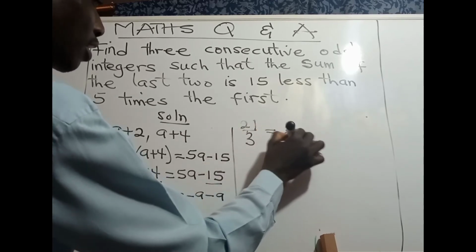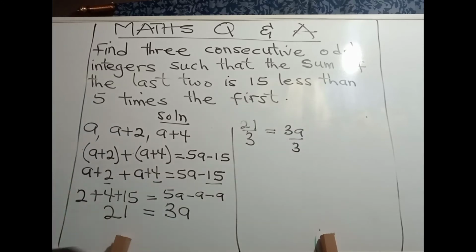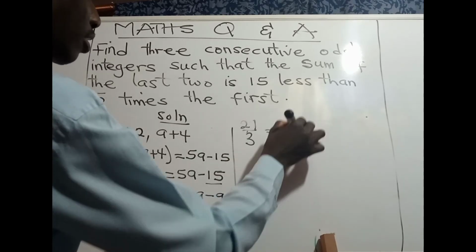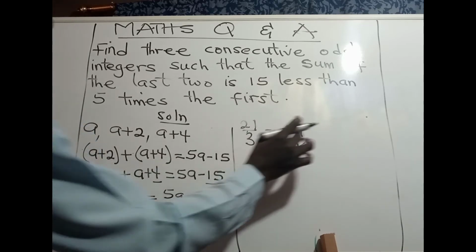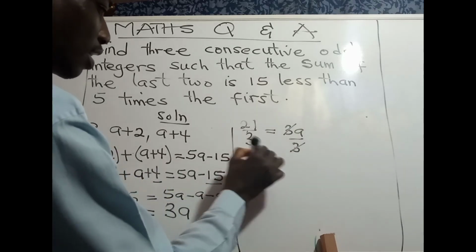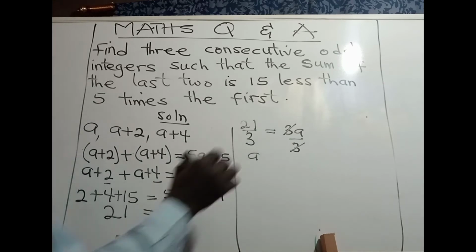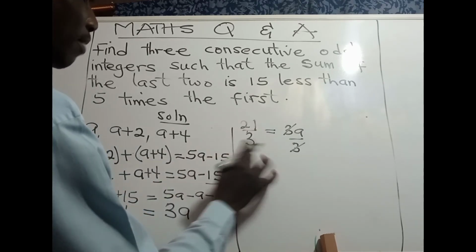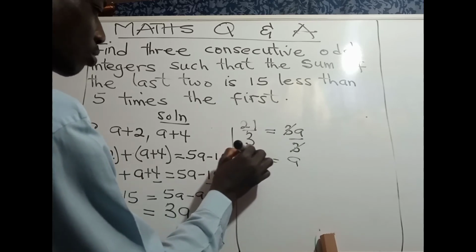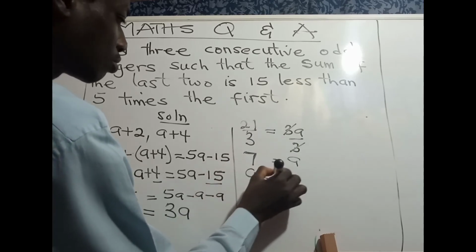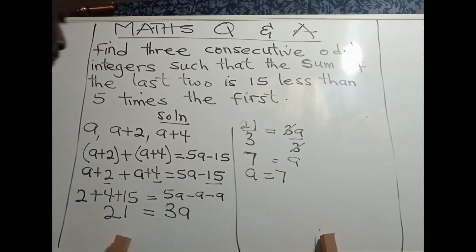We have 3a divided by 3, right? Now we can get rid of this, because 3 divided by 3 gives 1, and 1 multiply a gives us what? A, right? Good. And then 21 divided by 3 will give us 7. Okay, so this means that a is equal to 7. So a is our first number, this one, that is our first number.